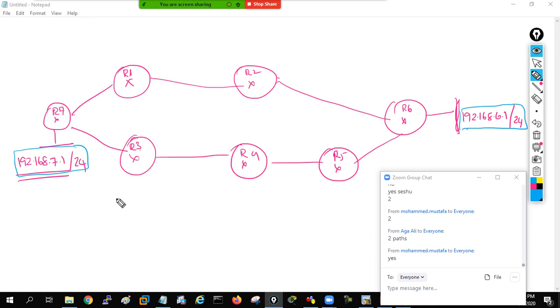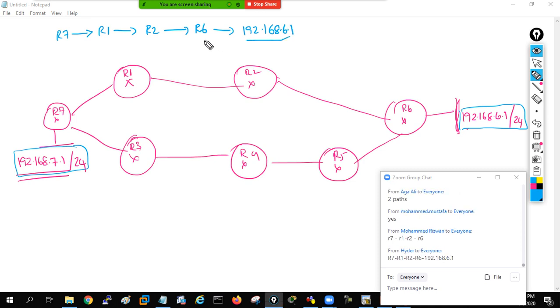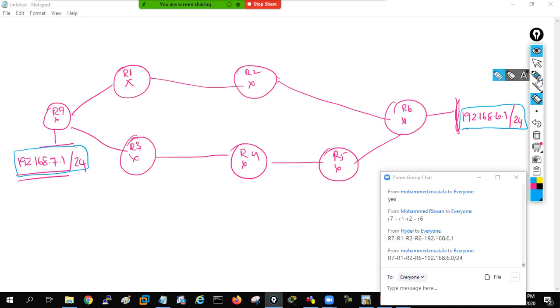Okay, can you tell me the first path? Write it there. You need to write like this. Router 7 to router 1, then router 2, then finally it will reach router 6, then the network. Right? Perfect. Guys, everybody has to write. Don't feel shy. This is very important. What is the next path? This is your first path, right? What is the next path? Another path: router 7 to router 3, router 4, router 5, router 6.